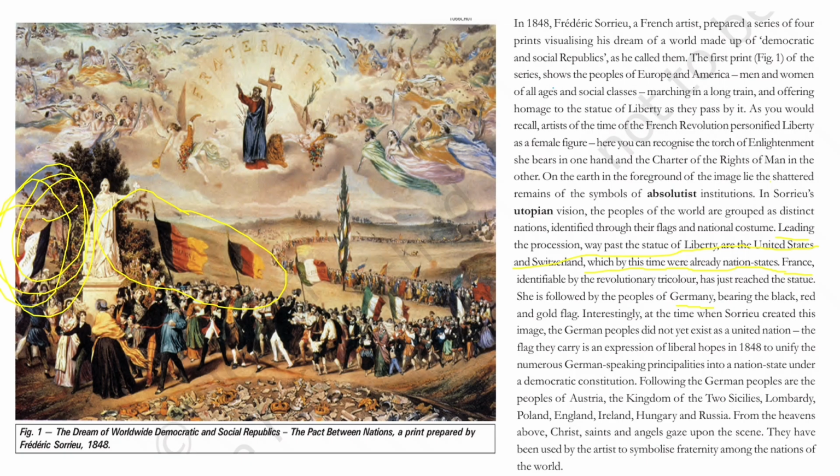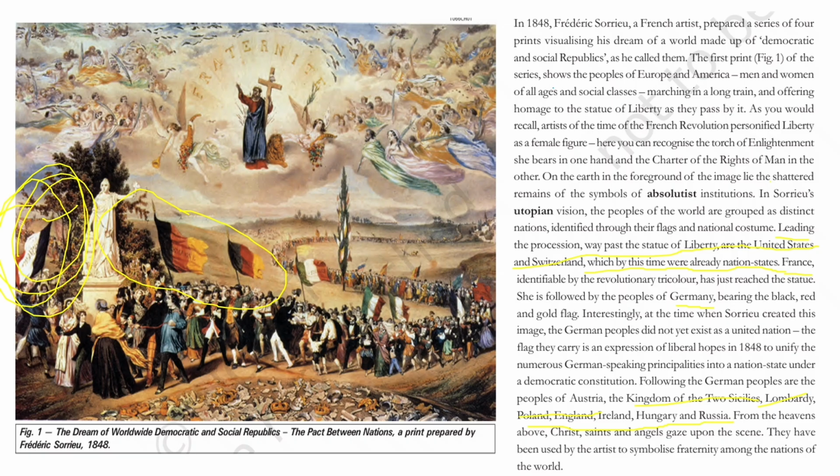Germany is then followed by the people of Austria, then the kingdom of the two Sicilies, then Lombardy, then Poland, England, Ireland, Hungary and Russia.